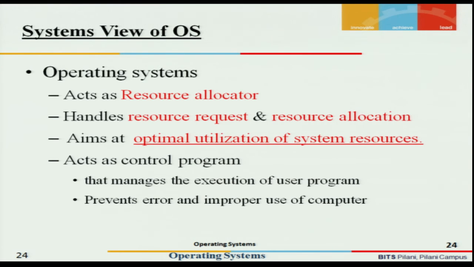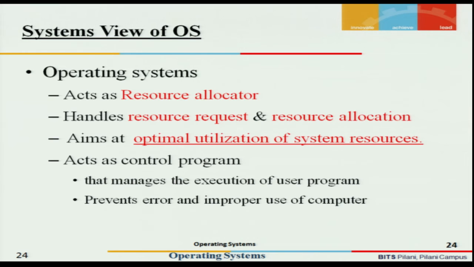Then we can very clearly see that when the computer is reading from the hard disk, my printer and tape drive are not being utilized. And when my printer is being utilized, probably my tape drive and hard disk are not being used. So this is what we call inefficient use of resources. So the operating system aims at optimal utilization of system resources.